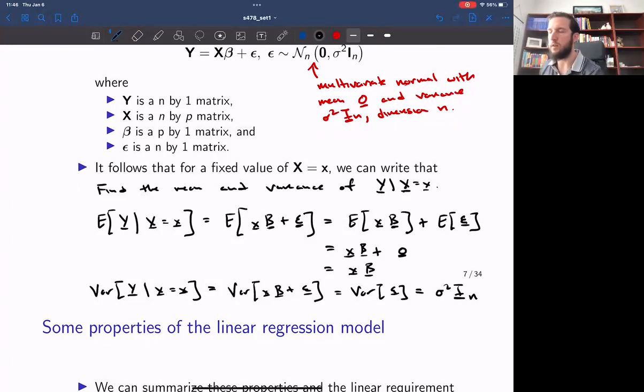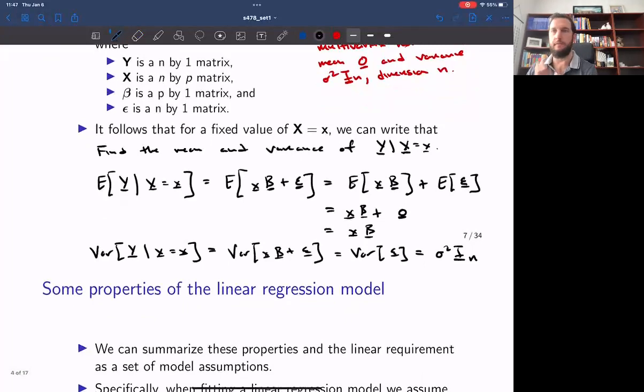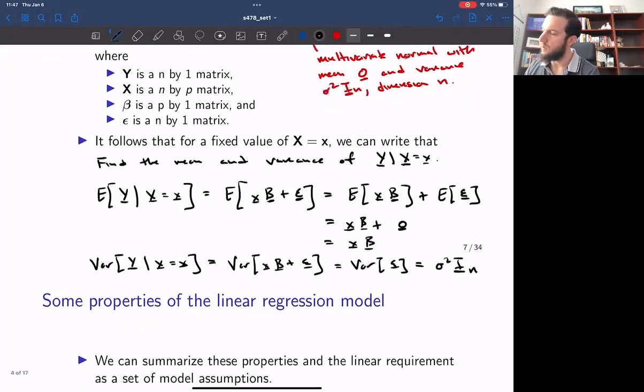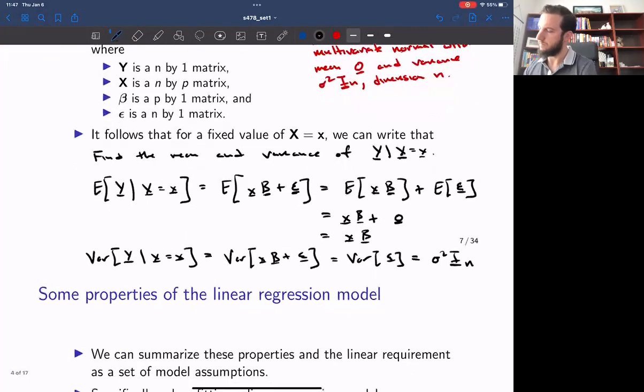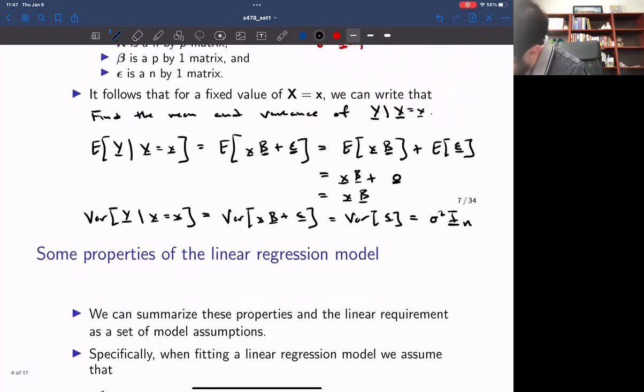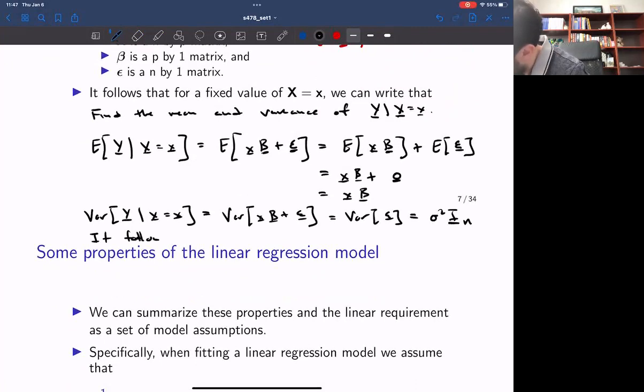It's also easy to show under this representation that the distribution of y conditional on x is also going to be normal, but it's going to be normal with a mean of x beta, right? So that follows directly from the statement given above here. So we can say it follows that y is distributed normal x beta, sigma squared.